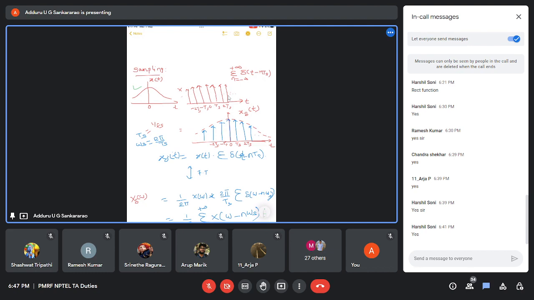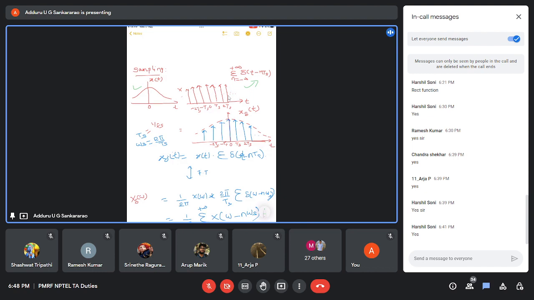Now x of t is multiplied with periodic impulses. You can see here this impulse train. The impulses are placed at an interval of ts, at 0, ts, 2 ts, minus ts, minus 2 ts. So this is the periodic impulse train. This is expressed like this, right? Sigma n equal to minus infinity to plus infinity del of t minus nts, right?